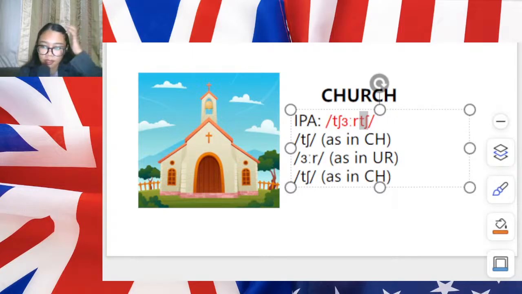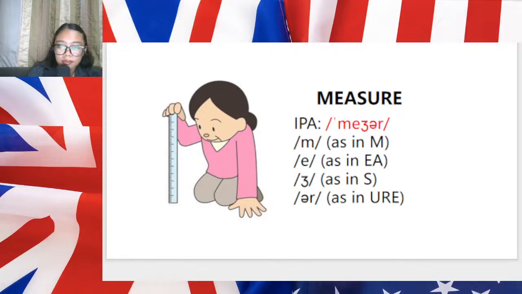Okay, and lastly, the last word is, all right, that is measure. This can be challenging, but I know you will handle it well.